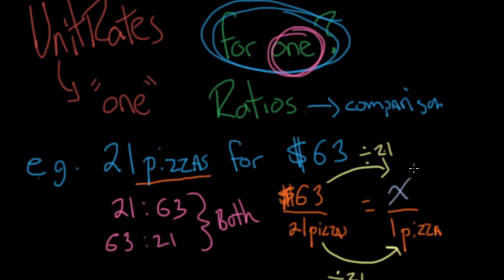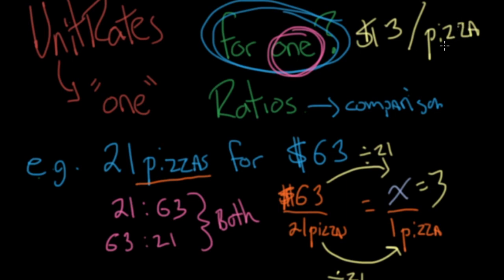What's 63 divided by 21? Well, that would just be 3. So our unit rate would be $3 per pizza. That's the symbol for per. So $3 per pizza. And that we consider the unit rate, because we're talking about one pizza. And that's what we want to know.